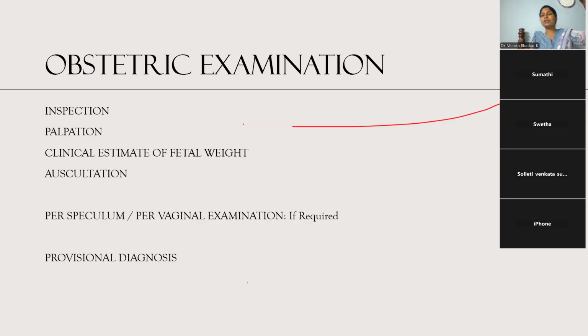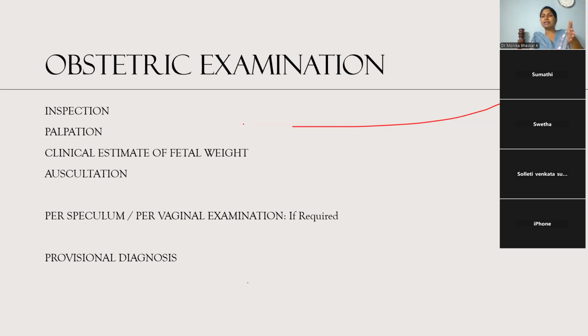What if the fundus is more than the period of gestation? Again, wrong dates, full bladder, molar pregnancy, polyhydramnios, multiple gestation, uterine fibroids or uterine masses, adnexal masses. All these are the causes of fundus more than the period of gestation.